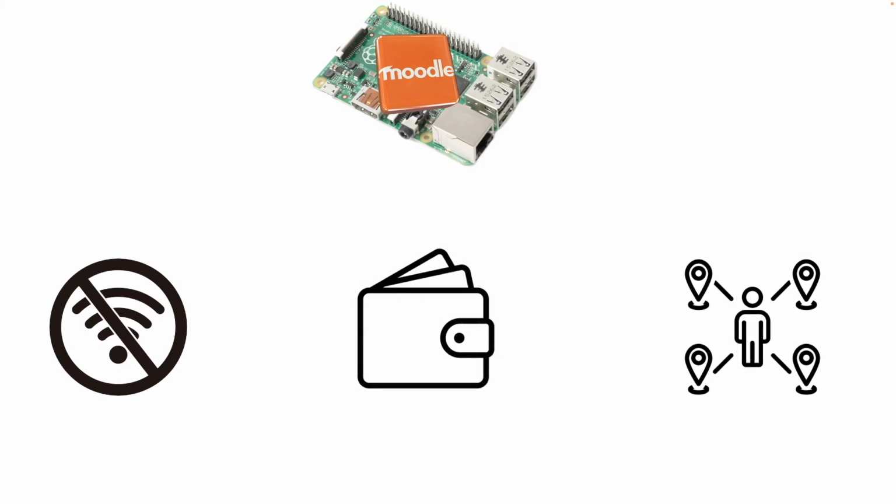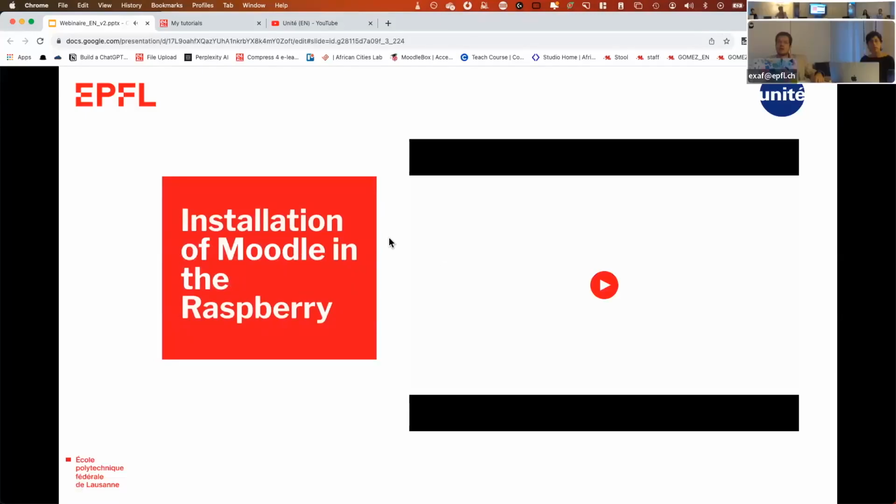And affordability. Probably one of the least expensive computers you can find. So, installation of Moodle on the Raspberry Pi. It's a bit technical, but it's not too technical, and I think most people can do these operations.